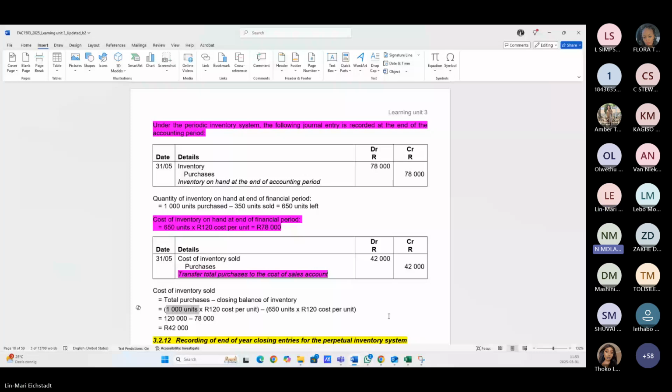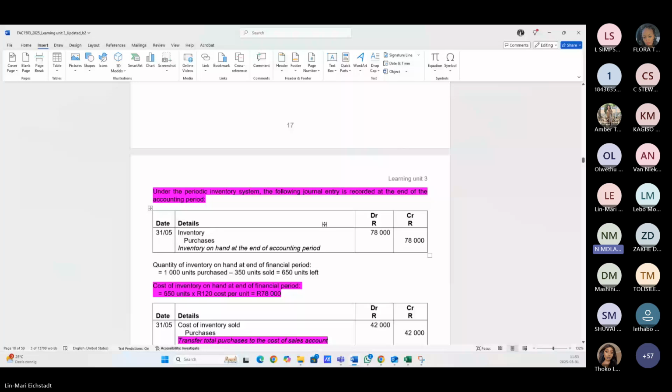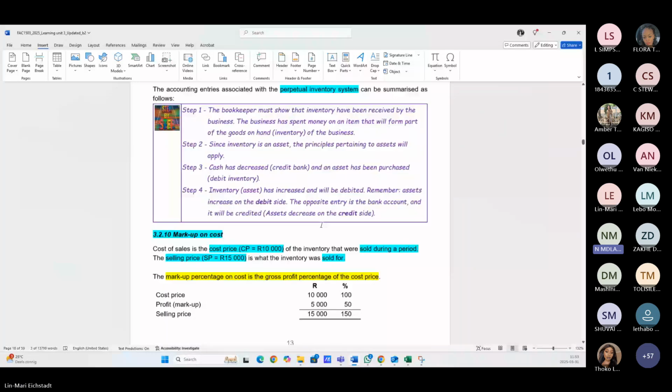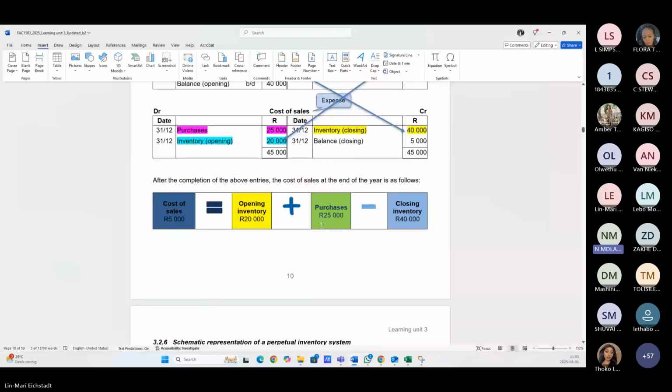So we could have taken the total, with the equation, because on page 10 there's a schematic diagram that shows it. I was saying we could have taken the total purchases, subtracted the inventory on hand, and then divided it accordingly, without having to put inventory in cost of sales which was not incurred in cost of sales.